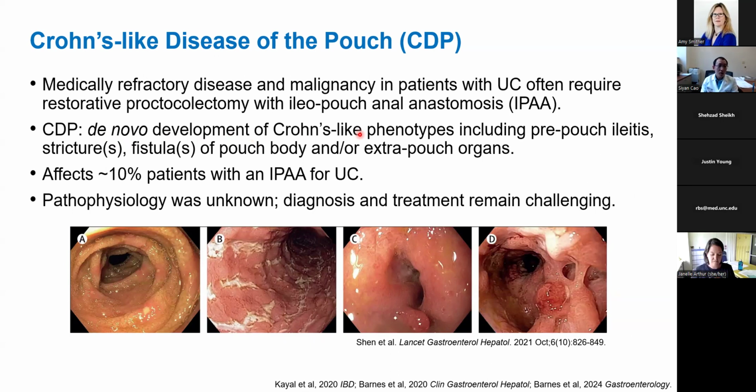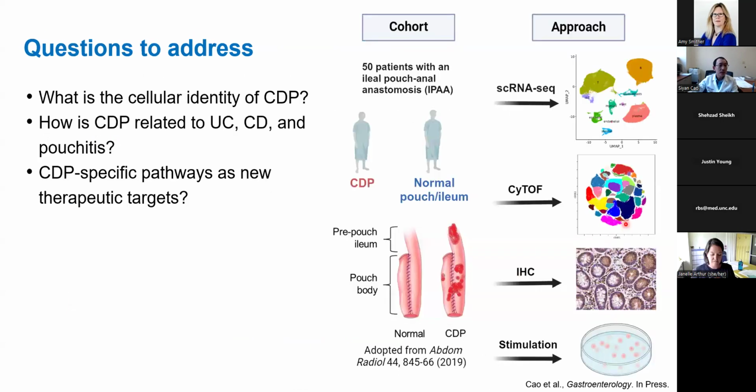And in the literature, people show that CDP can affect about 10% of the patients who had IPAA for ulcerative colitis. The pathophysiology of this condition is unknown, and the diagnosis and treatment remain very challenging. So in this study, we try to answer 3 questions. First, what is the cellular identity of Crohn's-like disease of the pouch? Second, how is CDP related to other IBD subtypes, such as UC, Crohn's, and pouchitis? And third, how may CDP-specific pathways become new therapy for this condition?